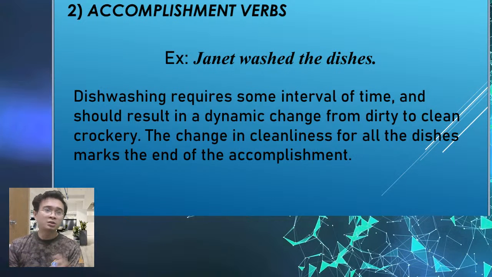Unlike the activity verb, for example the verb push, there's no result actually, right? Only push. So the action was ongoing. But for the word wash here, in our mind, we're thinking that there is a change, an accomplishment, because the dishes were dirty at first, but because Janet washed the dishes, they became clean. So that's why a verb such as wash is an example of an accomplishment verb. Okay?